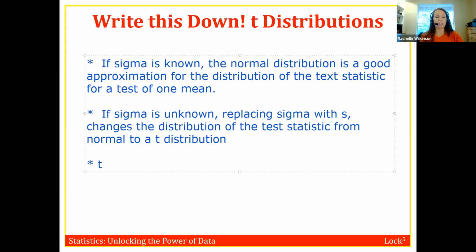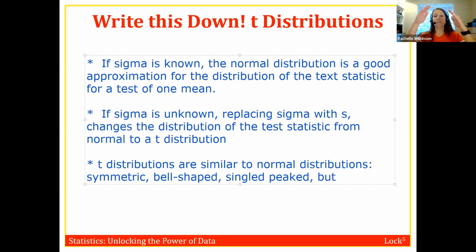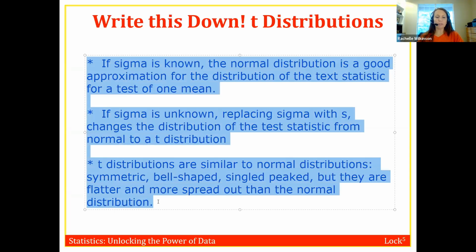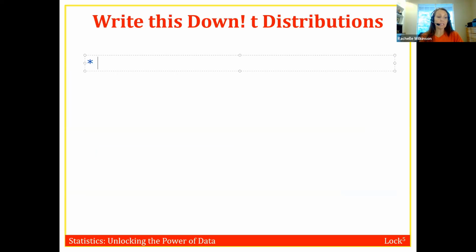So I have t distributions are similar to normal distributions. In other words, they're going to be symmetric, single-peaked, bell-shaped. But they're going to be flatter and a little bit more spread out than the normal distribution. All right, so there's actually multiple t distributions, and a particular t distribution is characterized by something called its degrees of freedom.